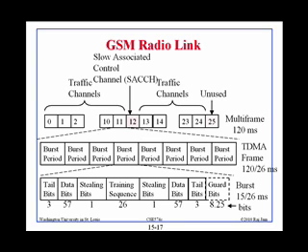And each burst has basically these many bits. The first 3 bits are called tail bits. The next 57 bits are data bits. 1 bit is a stealing bit, and we'll explain that in a minute. Then there is a training sequence of 26 bits, 1 bit of stealing, 57 data bits, tail bits, and so on and so forth. And there is a guard period, meaning an empty period, of 8.25 bits.